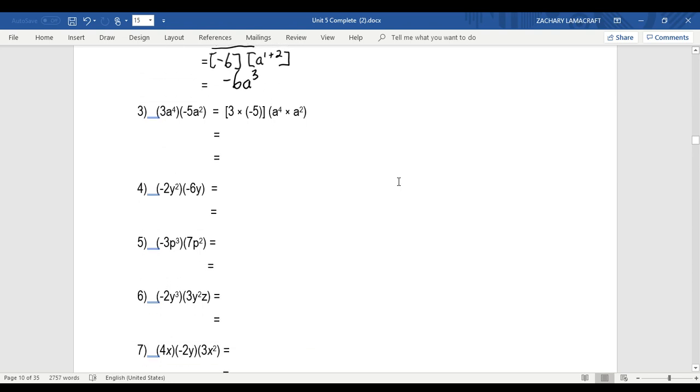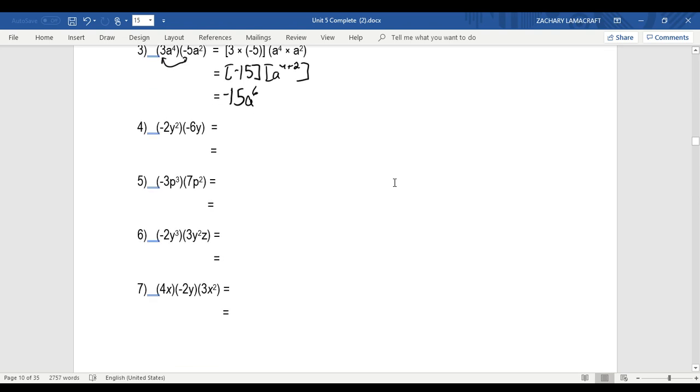We just got to remember to multiply those numerical coefficients and then add our exponents to our variables if they have the same base. So in this example, we have 3 times negative 5, which would give us the answer of negative 15. And then we have a to the 4 times a to the 2, so we just do 4 plus 2, giving us the final answer of negative 15a to the 6.